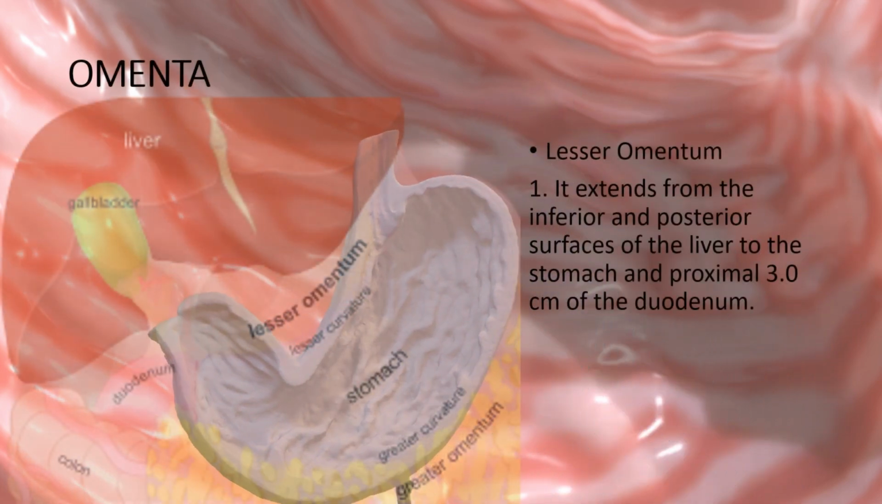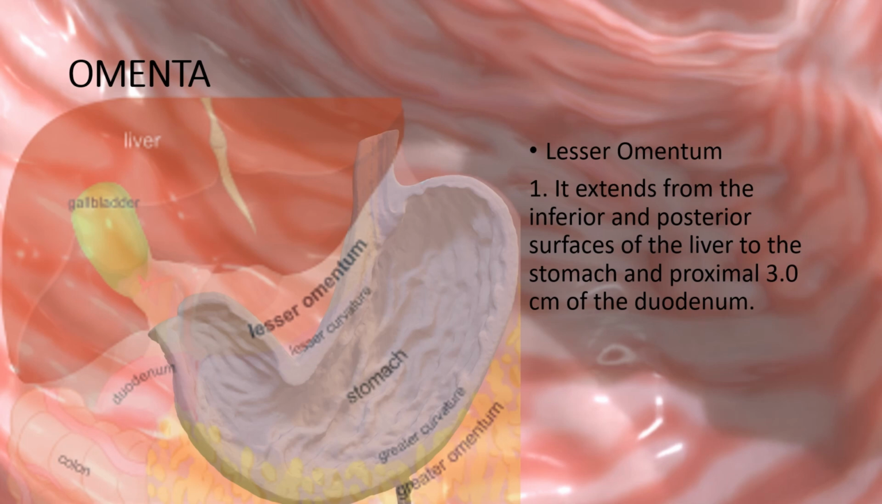Two kinds of omenta. The first one is the lesser omentum. This extends from the inferior and posterior surfaces of the liver to the stomach and the proximal part of the duodenum, that is 3 centimeters long. The free border of the lesser omentum, between the porta hepatis and the duodenum, contains the hepatic artery, the portal vein, the common bile duct, the lymph glands, the lymph vessels, and the nerves. Behind this free edge is the opening into the lesser sac, or the epiploic foramen of Winslow.